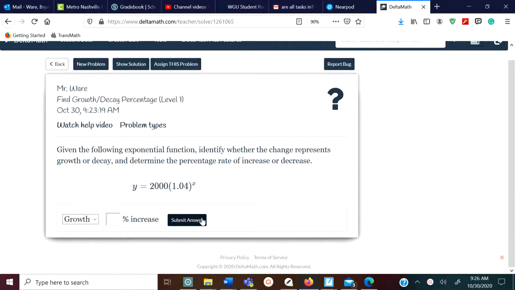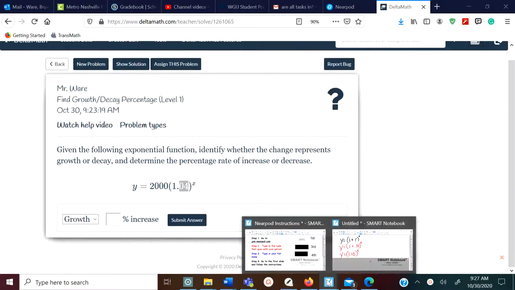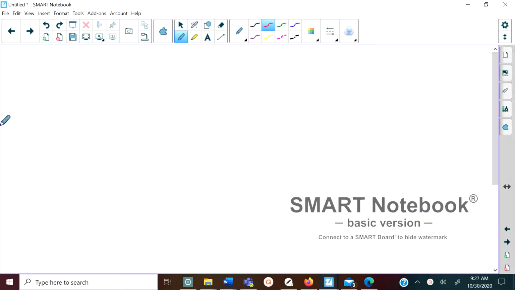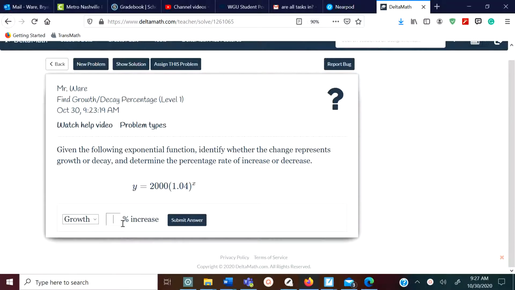Now the only other thing we need to do is find out what this percent is going to be. Well, we can just take the number to the right of the decimal and move that decimal 2 places. So let me come up with a blank one here, and I've got 0.04. Just move the decimal 2 places. That's going to equal 4%. So that's all we're going to do on that one. You type in 4% here, and you're good to go.